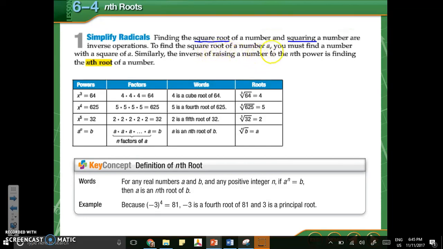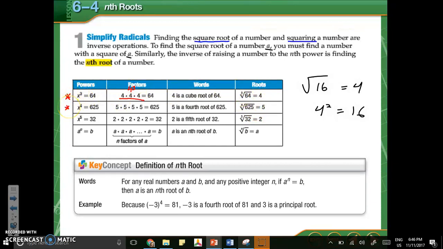So just like with square roots, if I want to find the square root of a number a, I need to find a number that I can square to get a. So what is the square root of 16? It's 4. Why? Because 4 squared is 16. That's the relationship. So this works for cubes, fourths, fifths, etc. So here, x cubed is 64. So what is the cube root of 64? Well, it's 4. Why? Because 4 cubed, 4 times 4 times 4, is 64. So a perfect cube root has to have 3 identical factors.